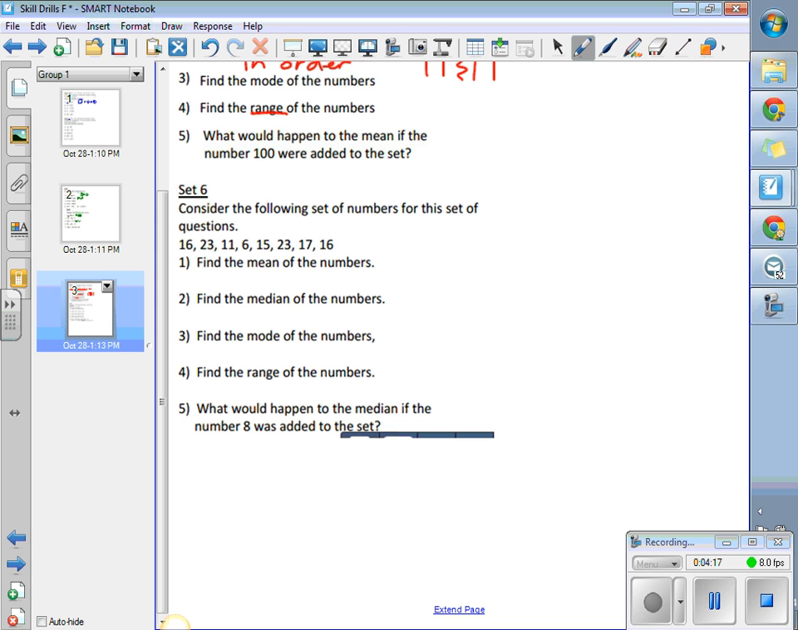The median: put them in order, find the 2 middles, add those, and divide by 2. Find the mode, the one that's in there the most often. There can be more than one mode, and there can be no mode. Find the range, the difference between the smallest and the largest numbers. And what would happen to the median if the number 8 was added to the set? I would just be putting the number 8 in here. So again, these are doable.